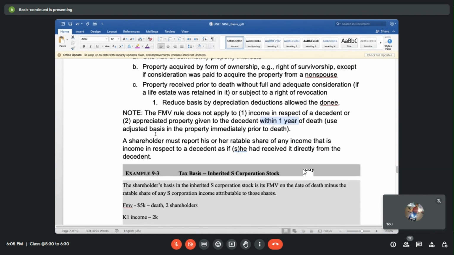A shareholder must report his or her rateable share of any income that is income in respect of a decedent, IRD. We have read about it. That means any income the person was due for that year, maybe some receivables that the person received after he or she died. That goes under a different rule, because it will come up as regular ordinary income. A final return still has to be filed for that person.